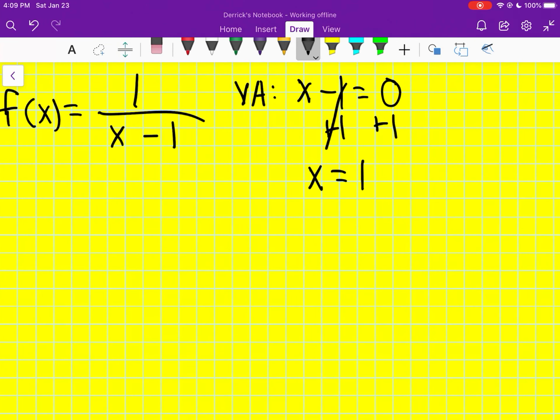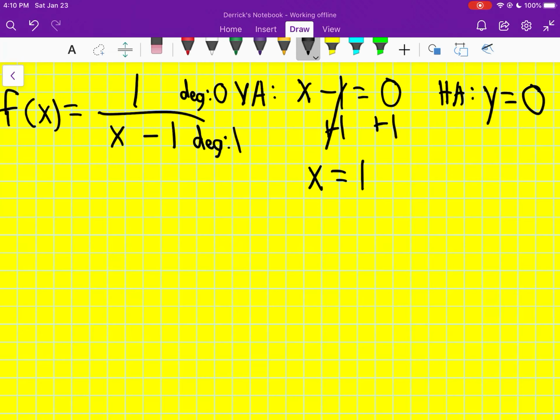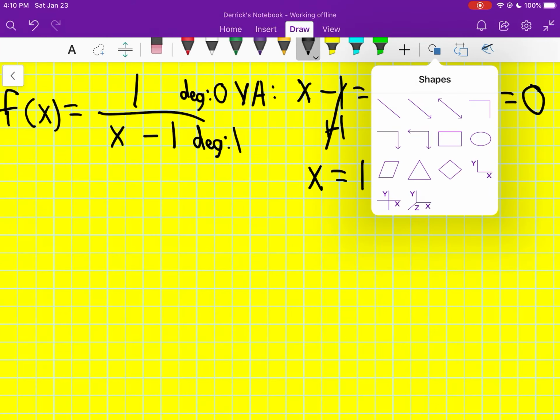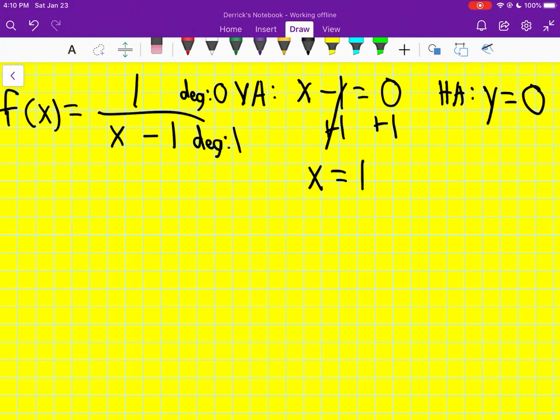For a horizontal asymptote, the way we do that is we want to check the degree of our numerator and compare that to the degree of our denominator. Well, our numerator would be a degree of 0, whereas our denominator has a degree of 1. Because our numerator degree is less than our denominator degree, that tells us that our horizontal asymptote is going to be y equals 0. So, to start graphing then, we want to mark out these two asymptotes to know where we can graph and where we can't graph.